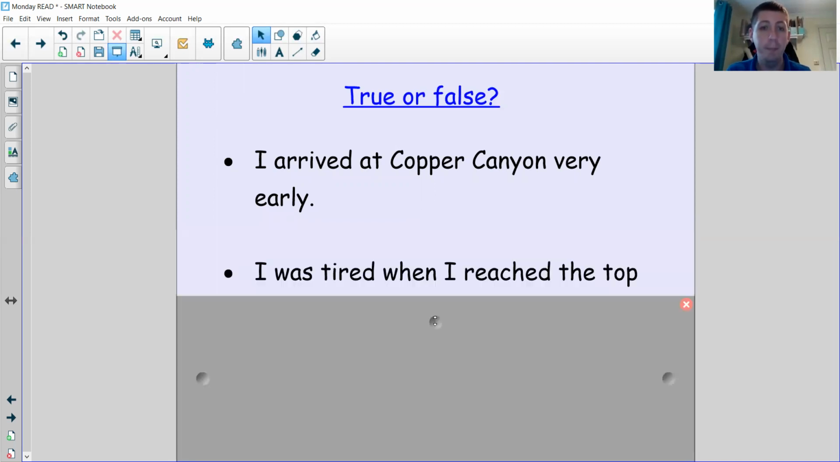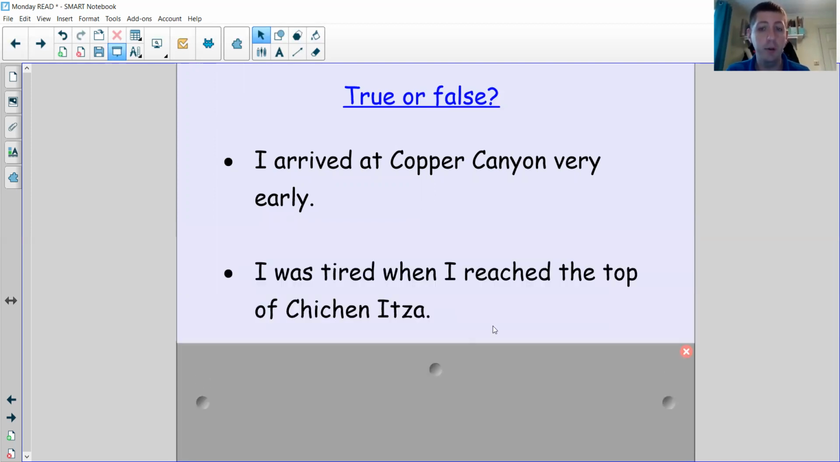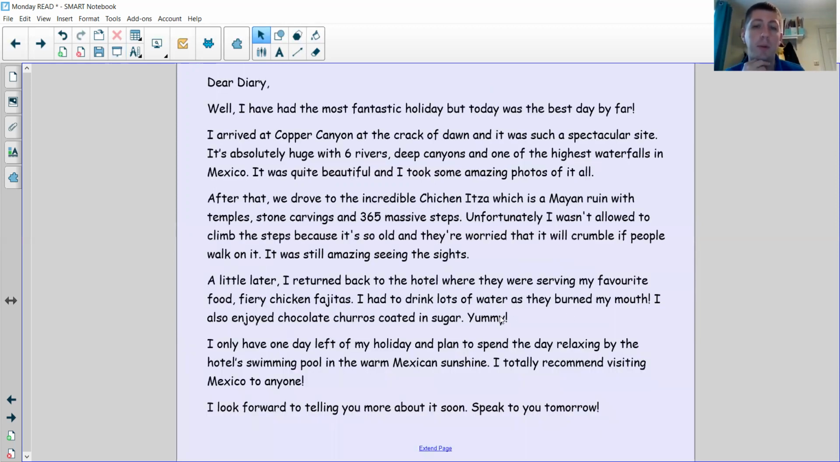The second one, I was tired when I reached the top of Chichen Itza. Is that true? Or is that false? Where's the paragraph about Chichen Itza? Does it say about how I felt when I got to the top? Was I tired?